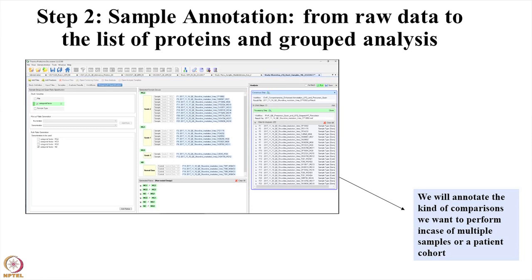For example, in this case, if you are looking at a cancer sample wherein you are comparing the normal or the non-tumor samples with the tumor samples, you can give different grades of the tumor. For example, this is grade 1, this is grade 2, and this is grade 3 of a tumor, and these are the normals. So when you annotate the raw files in such a way that you already specify which group it belongs to, the software then takes into account these considerations, and gives you the details of how much of the protein abundance is present across these groups, so that you can know whether you have some dysregulated proteins that can be subsequently used for identification of biomarkers.